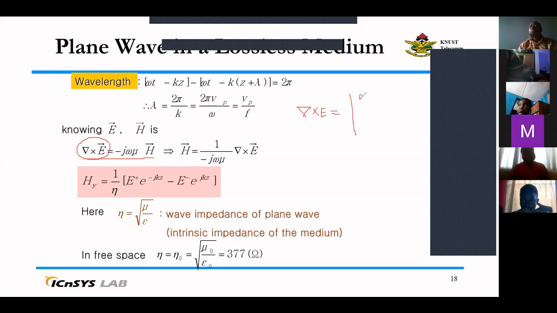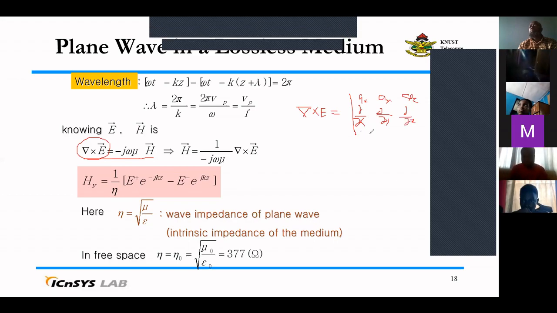curl of E is equal to what? The determinant AX, AY, AZ, then del X, del Y, obviously, and then del Z. And then you have EX, EY, and then EZ.